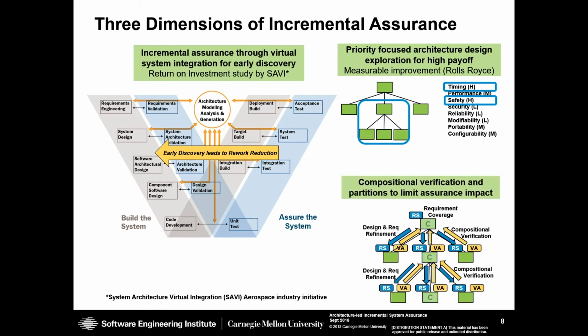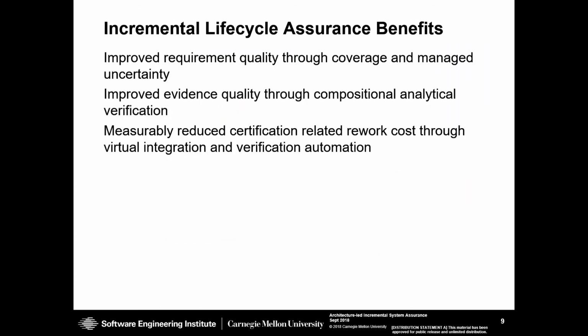The third element is that we can do the whole thing incrementally through compositional type of verification, and use of partitioning in your system can then limit the amount of re-verification that needs to be performed, and again, we utilize techniques for that. If we apply these techniques, you get the benefits. We have improved requirement quality through coverage and managed uncertainty. We have improved evidence quality through compositional analytical verification, and we can measurably reduce the certification related rework costs through integration and verification automation.